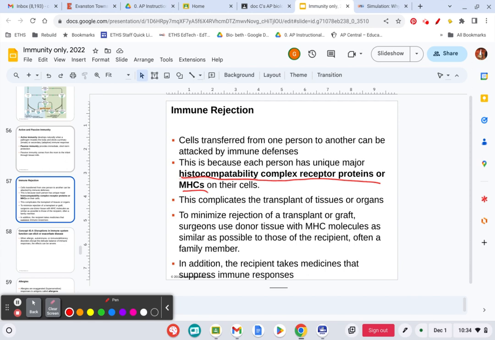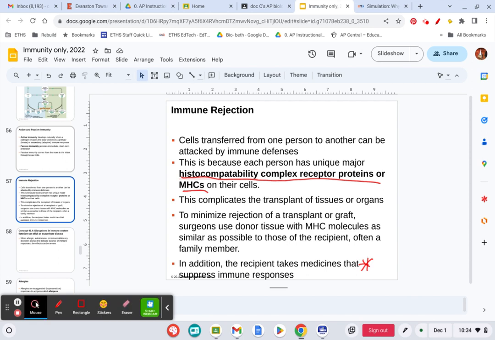Sometimes you can get away with it if you are siblings, for example, or a parent, there's going to be less rejection. But oftentimes, a recipient has to take anti-rejection medication so that the body doesn't reject the heart or whatever it happens to be. Right, which compromises the immune system, which leads to other issues.